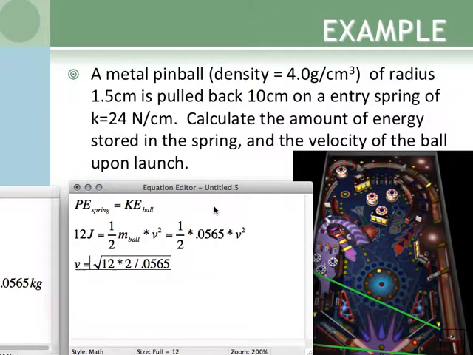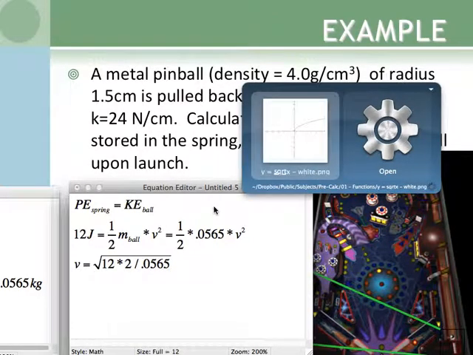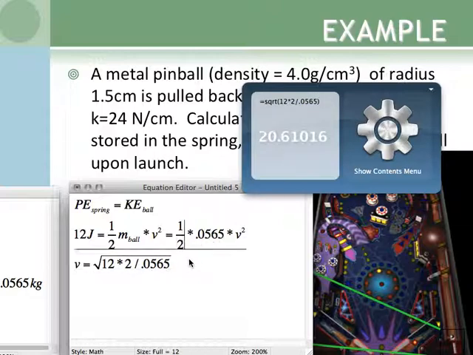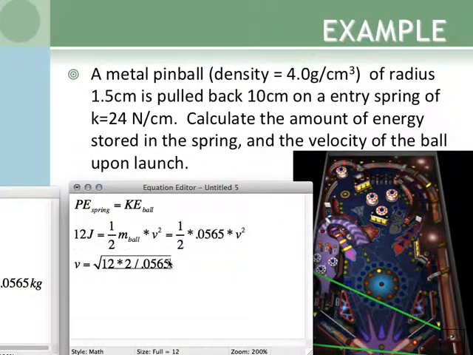And quickly calculate that. So it equals the square root of 12 times 2 divided by 0.0565, and we get about 20.6. And this would be the standard unit for velocity, meters per second. So 20.6 meters per second, roughly 40 miles per hour. I think that seems fairly reasonable for a pinball.